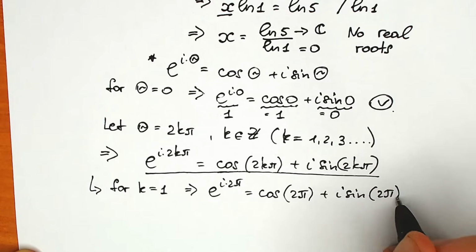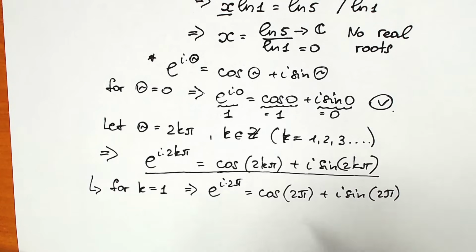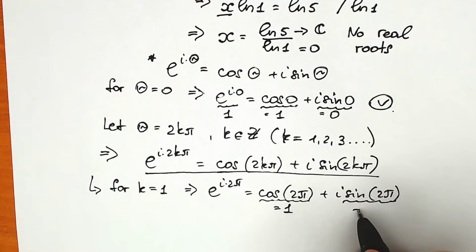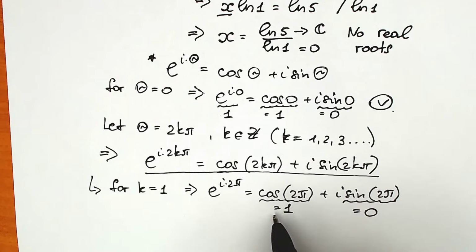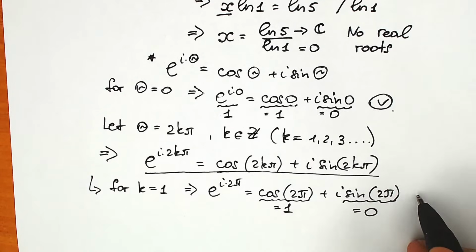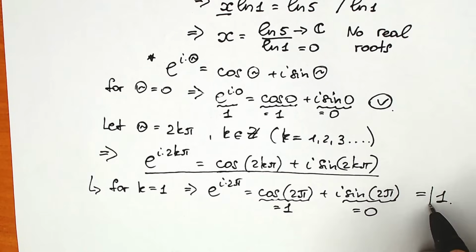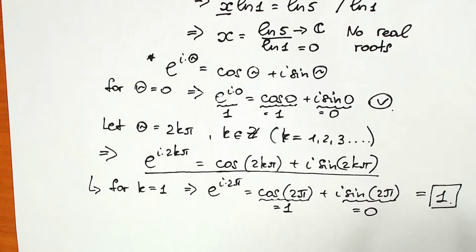But this cosine 2 pi and sine 2 pi, we can easily find it because this is like trigonometrical stuff. So cosine 2 pi, this is cosine 360 if you're talking about degrees, and everyone knows that this expression equals 1, and sine 2 pi equals 0. So this one equals 0. And when we add 1 plus 0, as a result we have 1. And just keep in mind this 1, okay? So e to the power I times 2 pi equals 1.